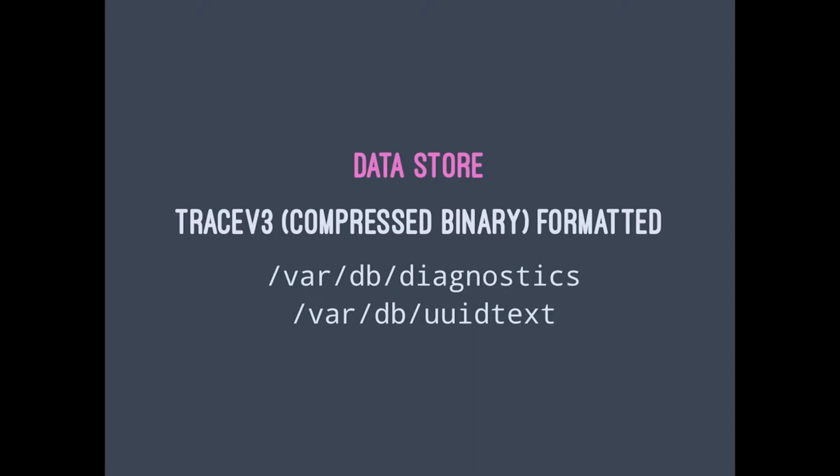Logs are now stored in a compressed binary format, and they're located under the /var/db directory. There are two subdirectories there. The diagnostics directory will store the file paths of the logs themselves, and they're named with a timestamp, so they're easy enough to figure out what happened when. The UUID text directory contains some references and other data that is referenced by the logs themselves.